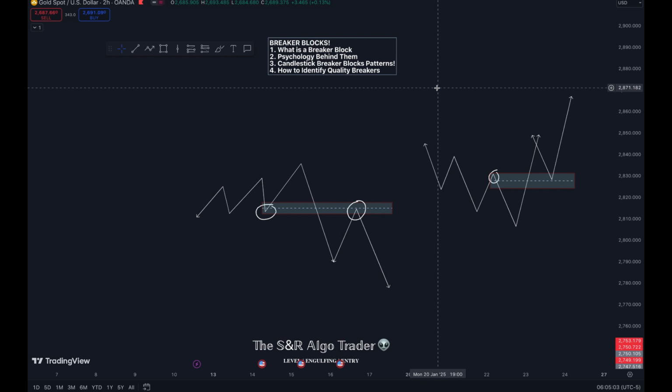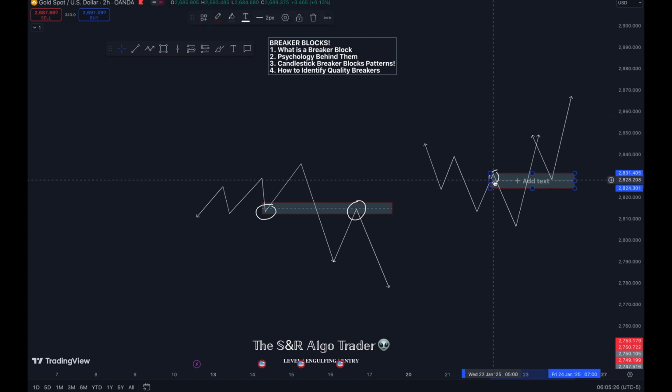Economic news or fundamental news can also create a breaker block. Let's say price is pushing up, then all of a sudden the dollar becomes weak and price suddenly starts selling. It will create momentum, and price will pass through the block that was supposed to push price up and create a breaker block. So those are some of the ways breaker blocks are created.